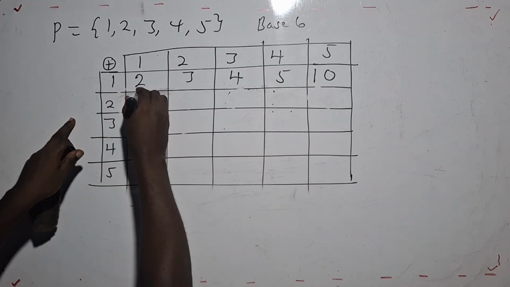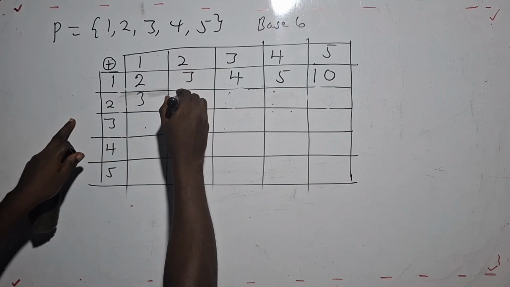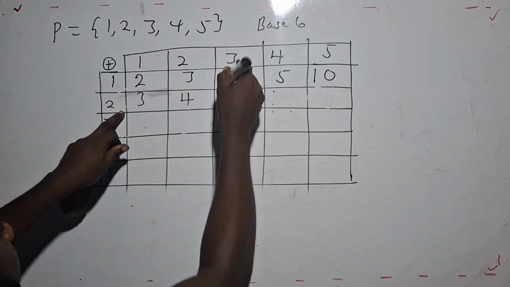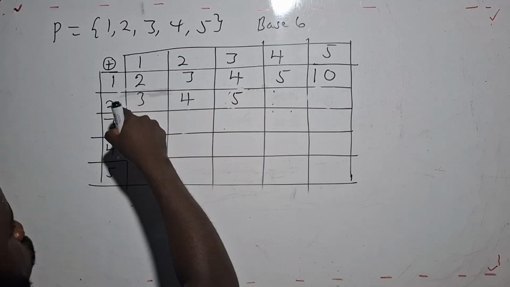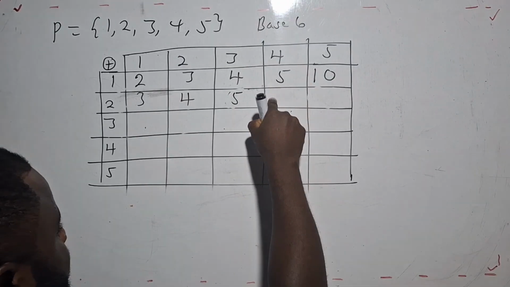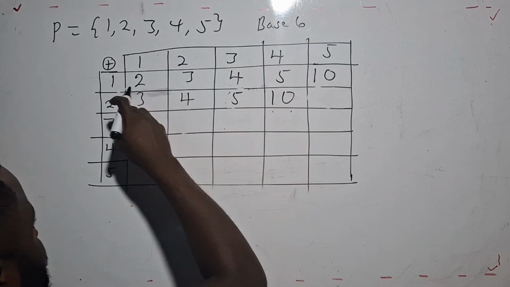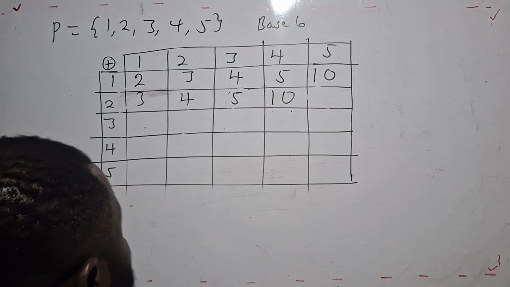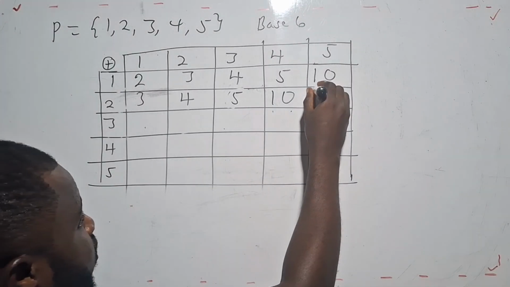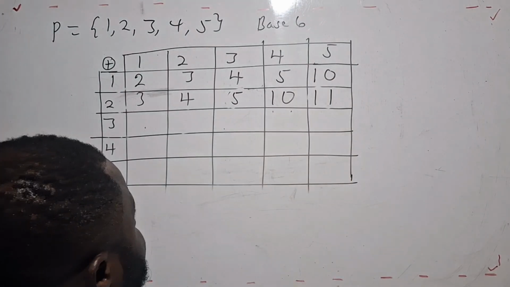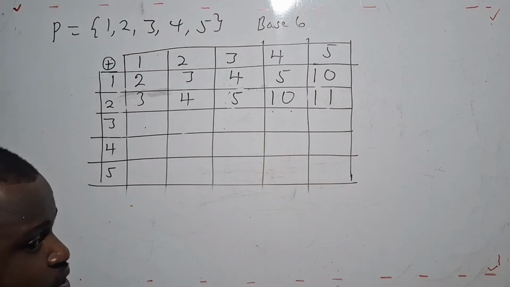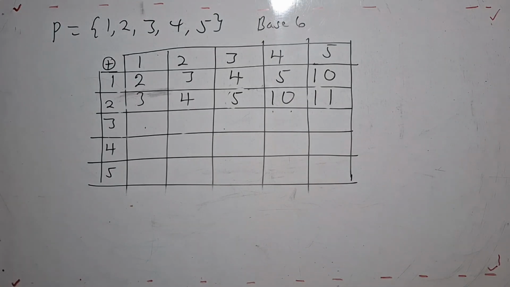Come to the 2 column. 2 plus 1 is 3. 2 plus 2 is 4. It's accepted. 2 plus 3 is 5. Accepted. 2 plus 4 is 6. 6 divided by 6 is 1, remainder 0. 2 plus 5 is 7. 7 divided by 6 is 1, remainder 1.